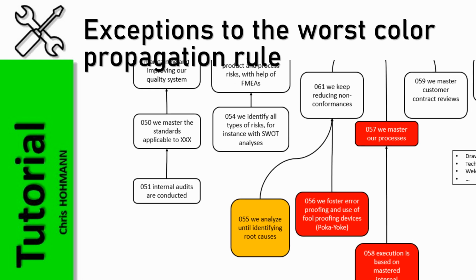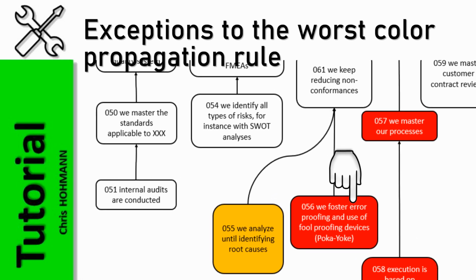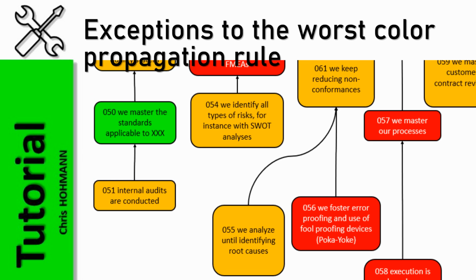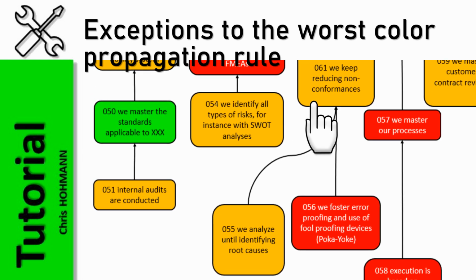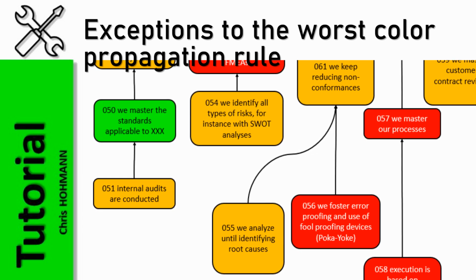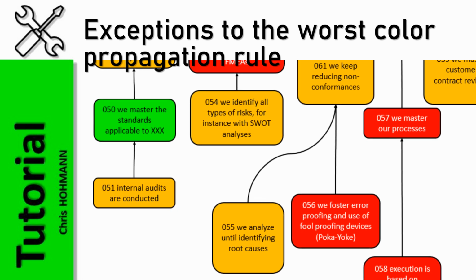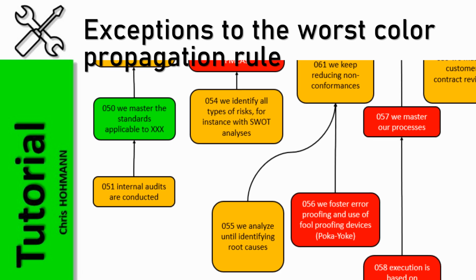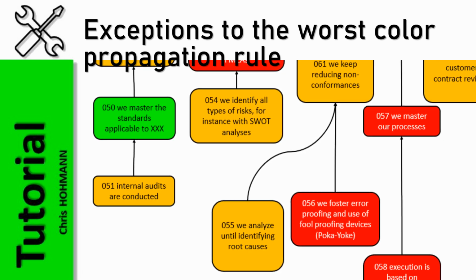In other words, there are no foolproofing devices installed and root cause analysis isn't systematic. However, efforts to reduce non-conformances are made. They may be somewhat sporadic, inconsistent, but they exist. Therefore, in real life, entity 61 is assessed as amber and not red. Even so, my rule of color suggests it should take over the worst color from the underlying necessary condition, that is, the red from entity 56.